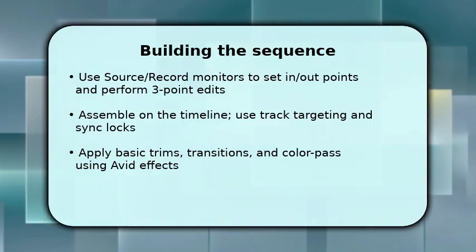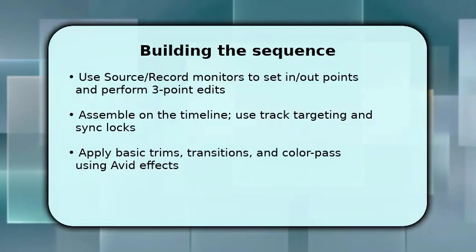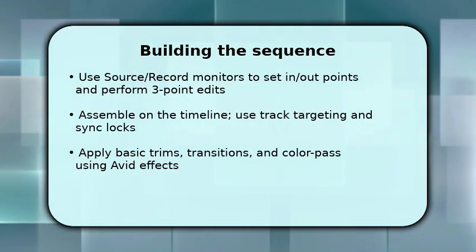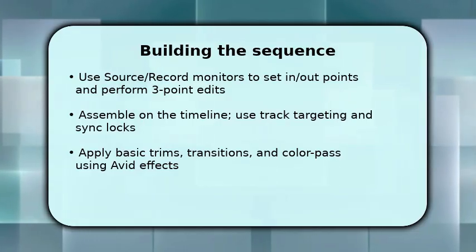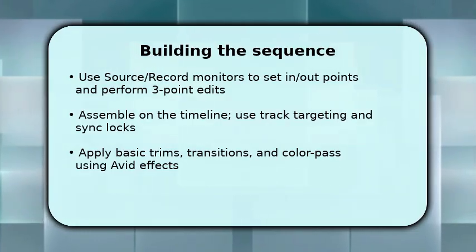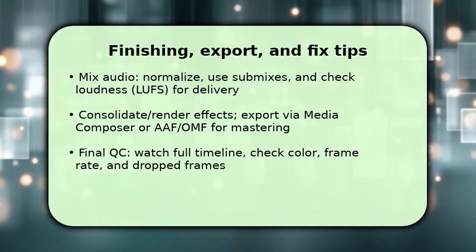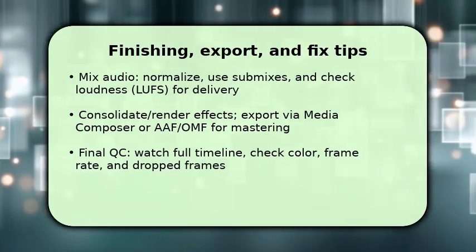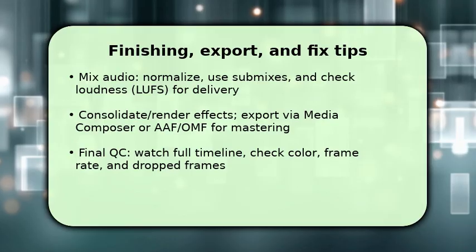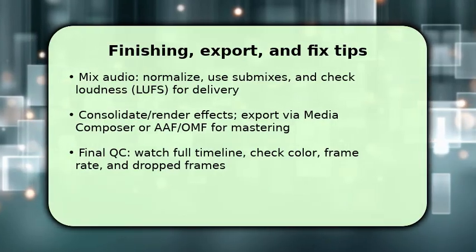Apply a primary color pass and render short segments as you go to maintain real-time playback. These steps shape your narrative flow. You finish by consolidating edits and rendering effects so playback is smooth during final checks. Then perform a proper audio mix, normalize, balance tracks, and check loudness targets before export.